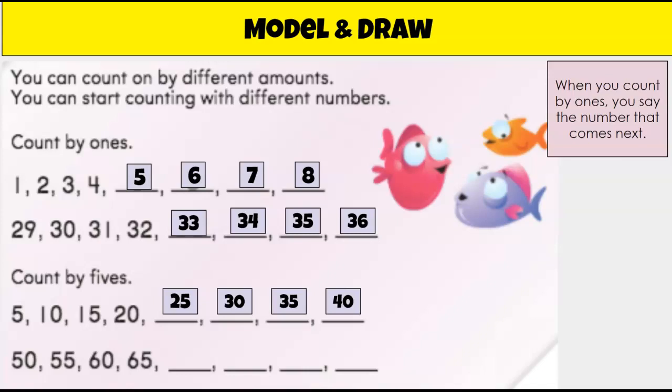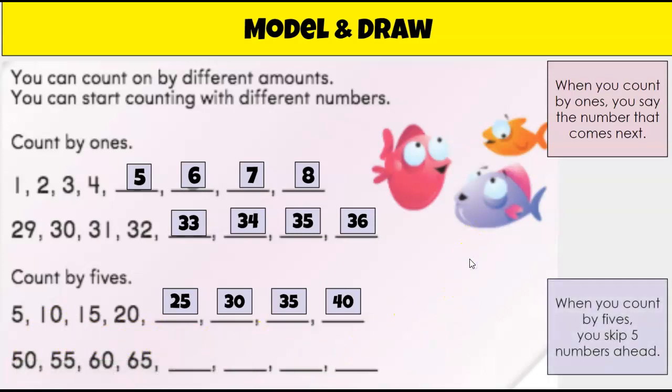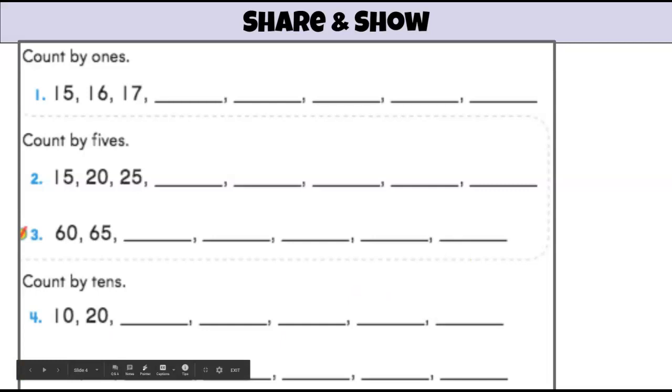So we're counting by fives. I kind of gave you the answer there, so you're welcome. 5, 10, 15, 20, 25, 30, 35, 40. All right, you see if you can do 50, 55, 60, 65, and see if you can count on to match my numbers. So we're going to count 5 ahead, 70, 75, 80, 85. So when we count by fives, we're skipping 5 numbers.